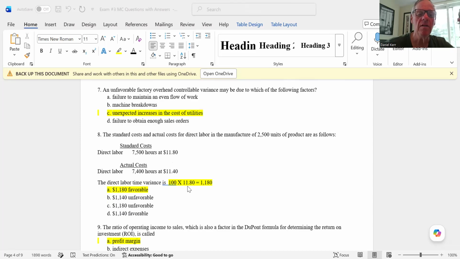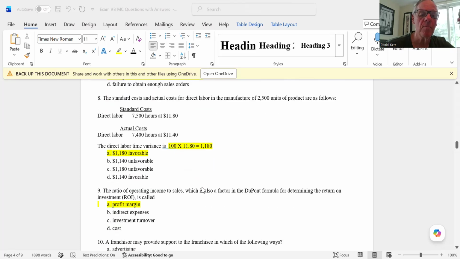Why is it favorable? Because standard cost was 7,500 hours and you only worked 7,400. So you worked 100 hours less than you were supposed to. You multiply that by the standard labor rate of $11.80 and you get 1,180, which is A.